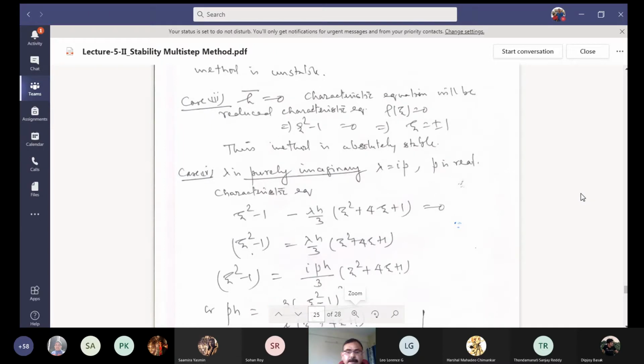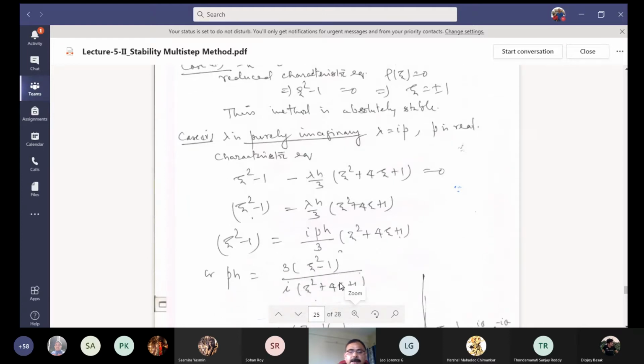Then you simplify the way it is done. So you may write it this way. Let me show one more term. You may write that pH can be written as 3. This 3 will be multiplied here, xi square minus 1, divided by this quantity. pH I have taken on the other side. So it will be 3 xi square minus 1 divided by i xi square plus 4 xi plus 1. Is that right? Yes, sir.